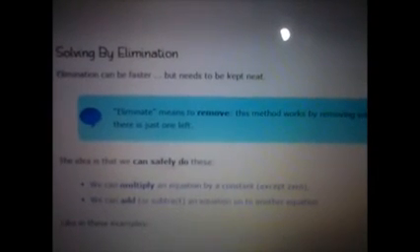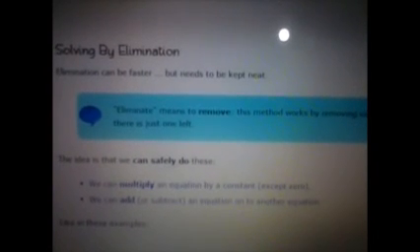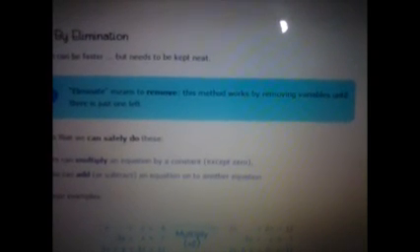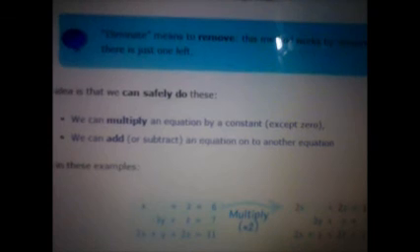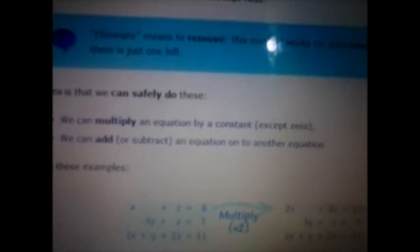Next is solving by elimination. Elimination came from the word eliminate, means to remove. This method works by removing variables until there is just one left. These are some of the steps in elimination. We can multiply an equation by a constant except 0. We can add or subtract an equation onto another equation.